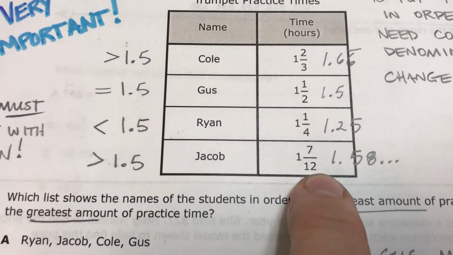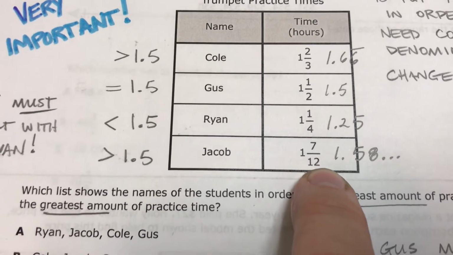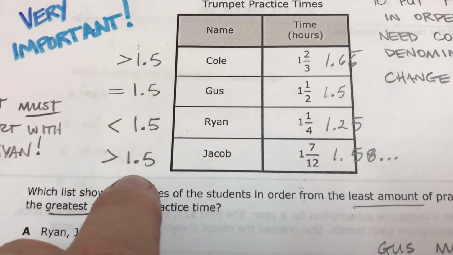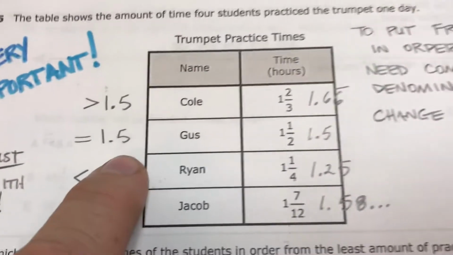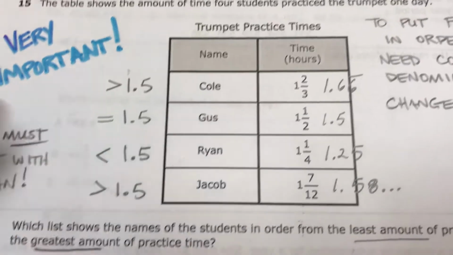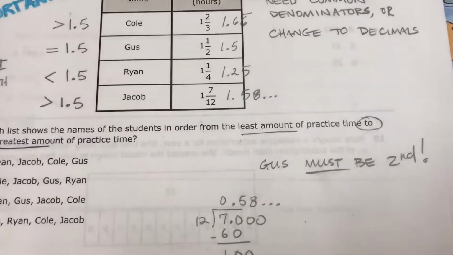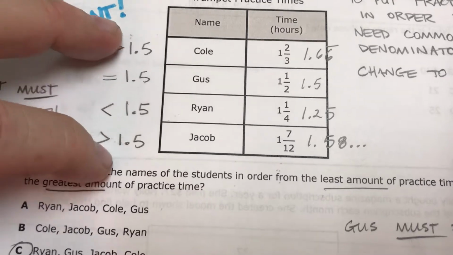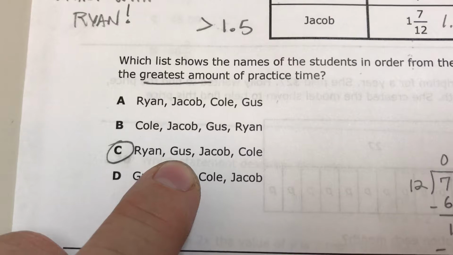1 7/12 is bigger than 1 6/12. 1 6/12 would be exactly half, so 1 7/12 is bigger. It's greater than half. That means the list has to start with Ryan. He's less than 1.5. He's the smallest number in the list. There's only 2 answer choices that start with Ryan. That information also means that Gus has to be second, because Gus is exactly 1.5 and the other 2 are bigger. There's only one list that starts with Ryan and has Gus second place.